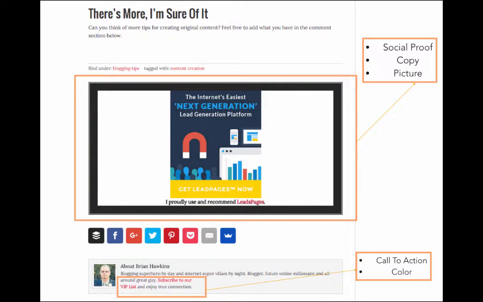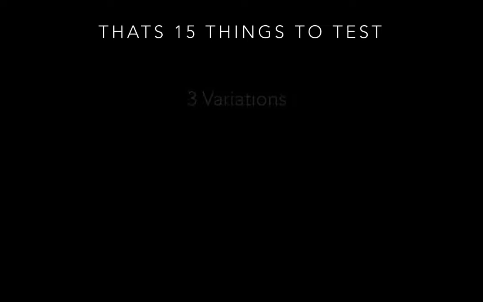Similarly, at the bottom, we could definitely change your ad for lead pages. We could put some social proof, saying Pat Flynn, Brian Harris, all of these other people also use lead pages, so to use lead pages, click here or something like that. And in the bottom, we can also change the copy for your subscribe to the VIP list. That's 15 things to test.